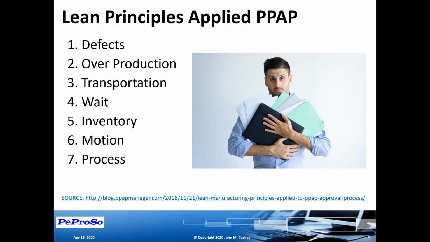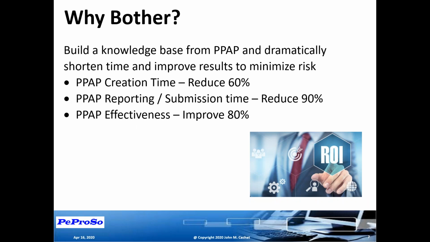Transportation, just think about a set of parts, emails flying around and documents flying around. I'd highly recommend you look at the article. It does a great job, if your company is lean, of putting it in context. But as far as the why bother goes, if you understand the concepts of lean and eliminate waste, you can get a better way for your organization to build a knowledge base from the PPAP process. And reduce a lot of waste.